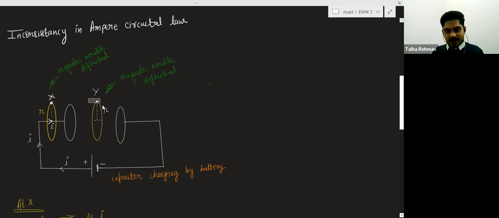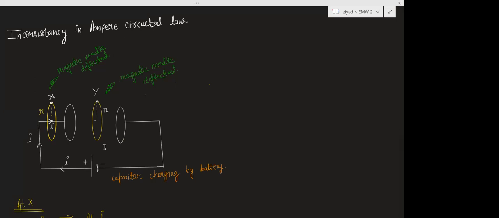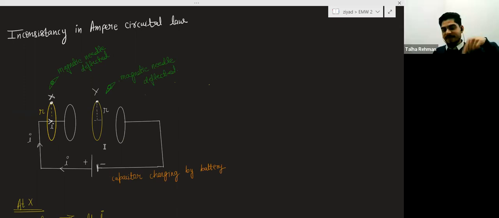See, these are the loops, Amperian loops. I have told you Ampere's circuital law is for calculating the magnetic field. We take the loop and then apply Ampere's circuital law. For that, you should know how to apply Ampere's circuital law.